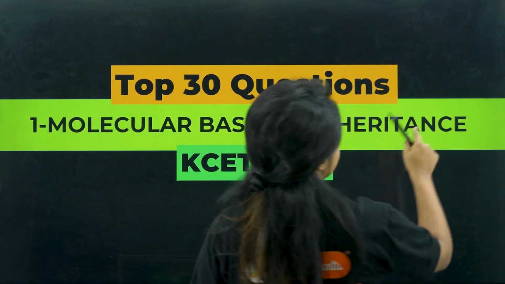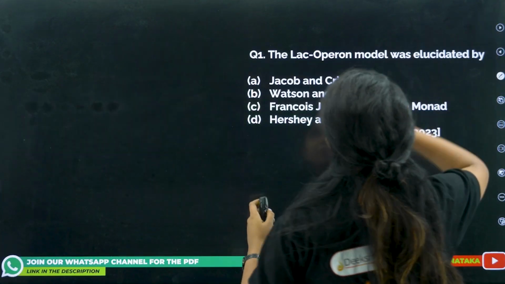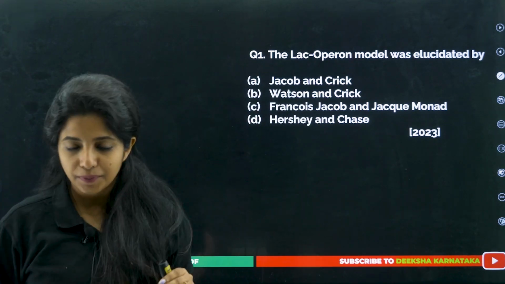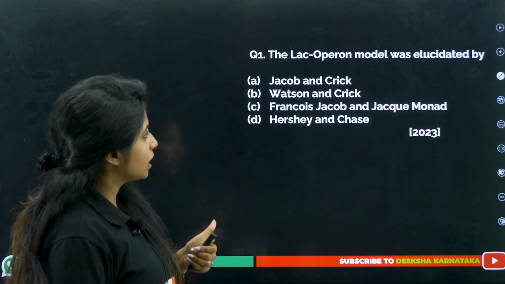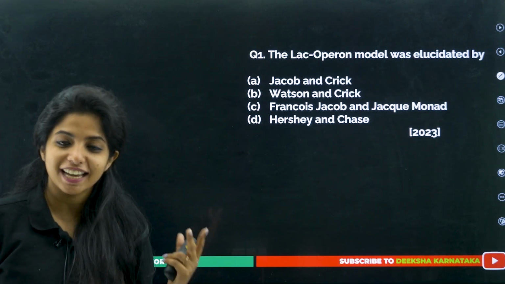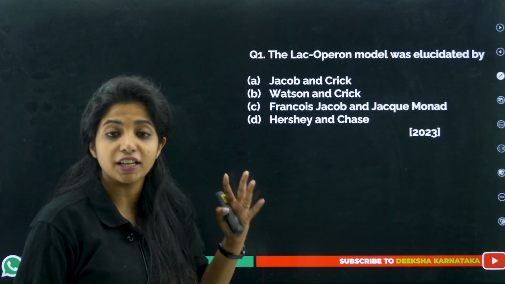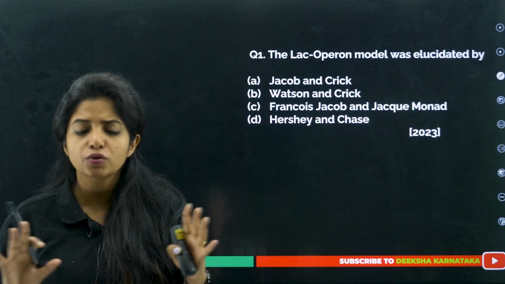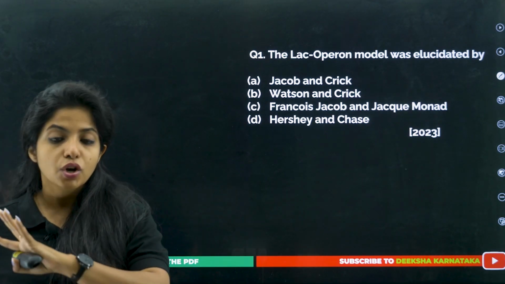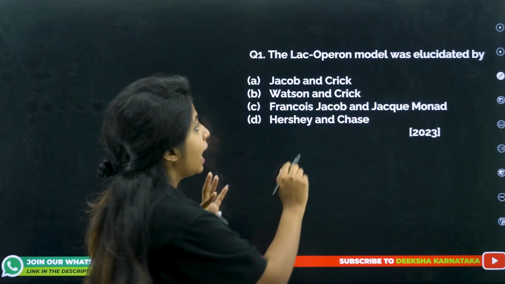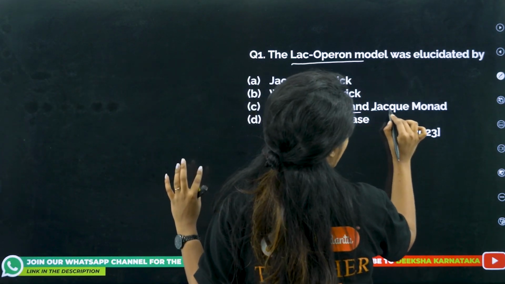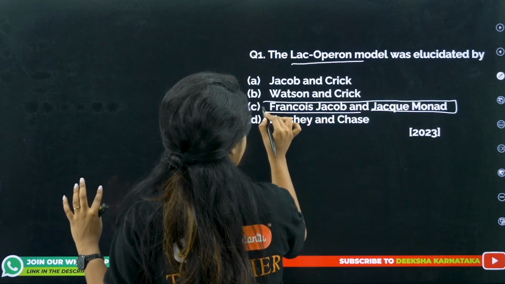Now the first question: the Lac operon model was elucidated by whom, who discovered it? Jacob and Crick, Watson and Crick, Francois Jacob and Jacques Monod, or Hershey and Chase. This is a direct question. There is no elimination method here. We should know the names of the scientists who were behind everything. The Lac operon was elucidated by Francois Jacob and Jacques Monod. There is no question to that.